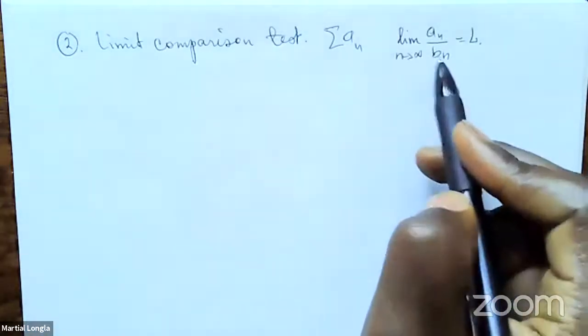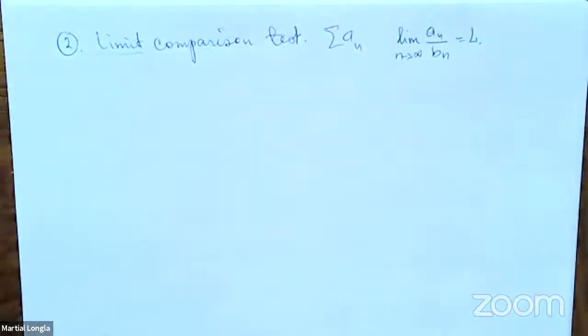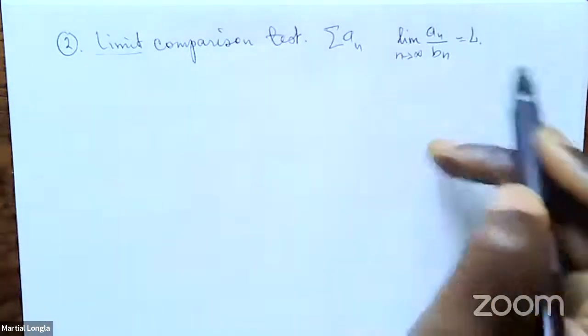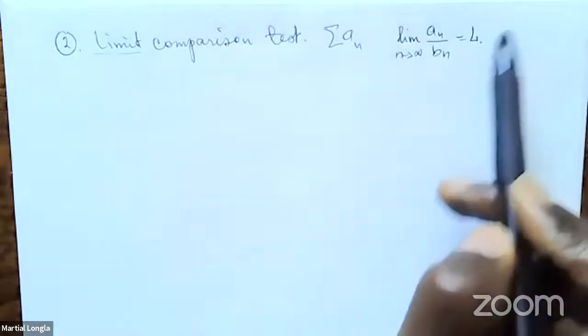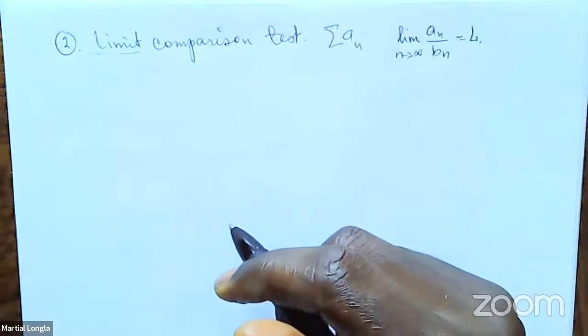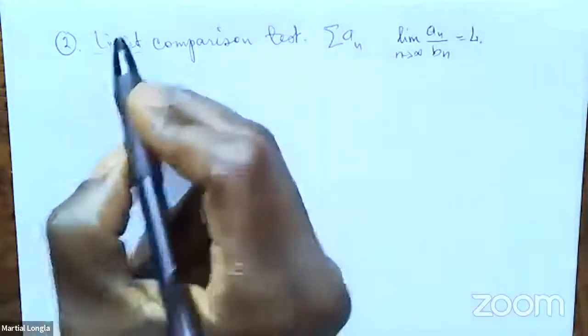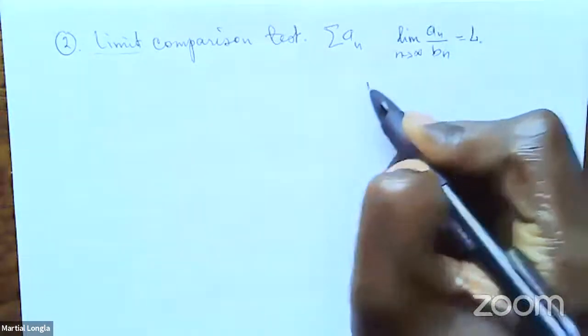Because that's where the limit comparison test comes from. That's where the name comes from. You need to have that limit. Now, based on that limit, you have to decide whether the series converges or diverges. If you don't have that limit, I don't know how you're deciding. And after taking that limit, you got L.